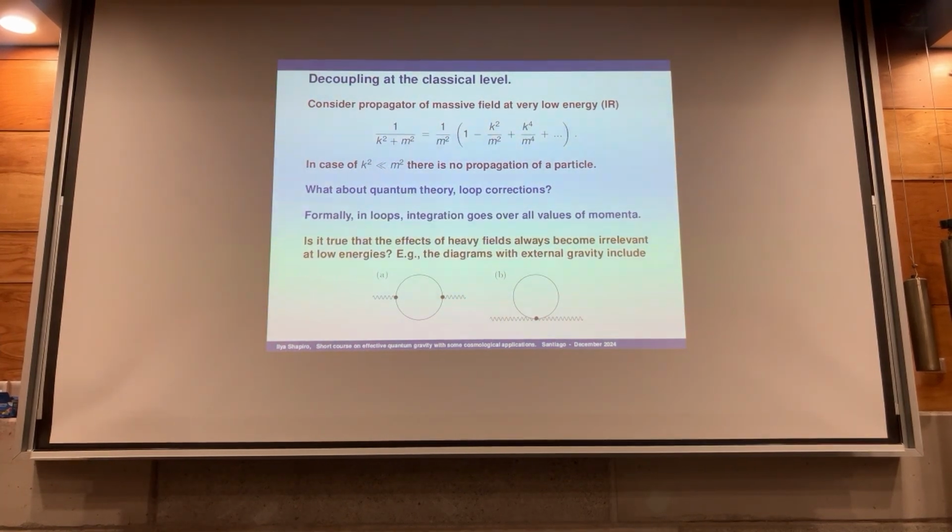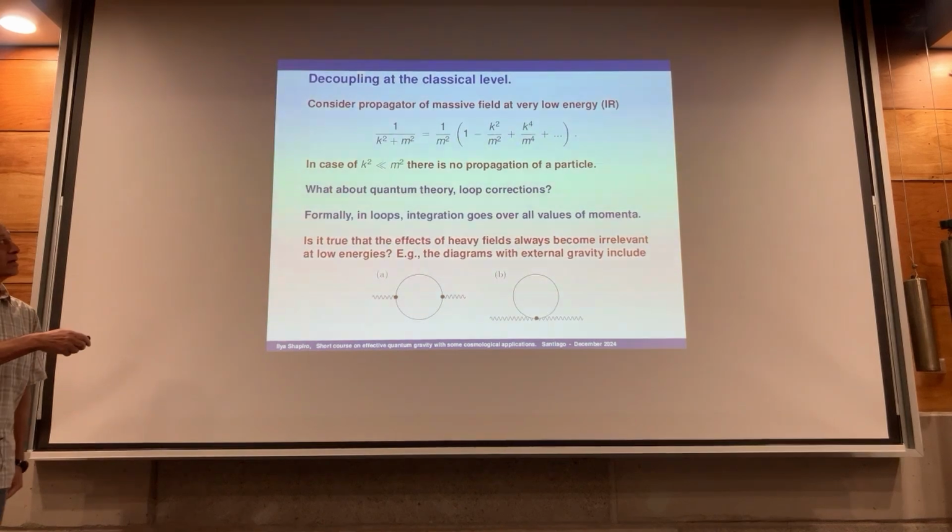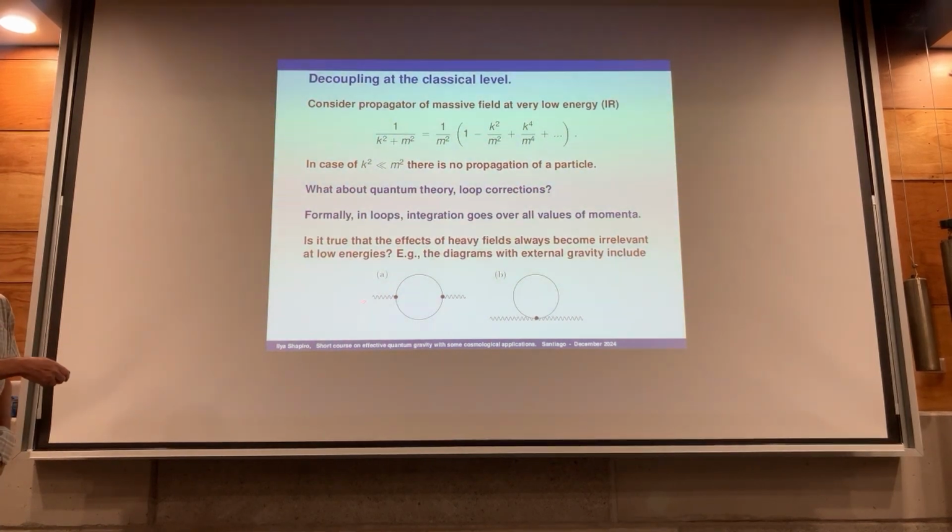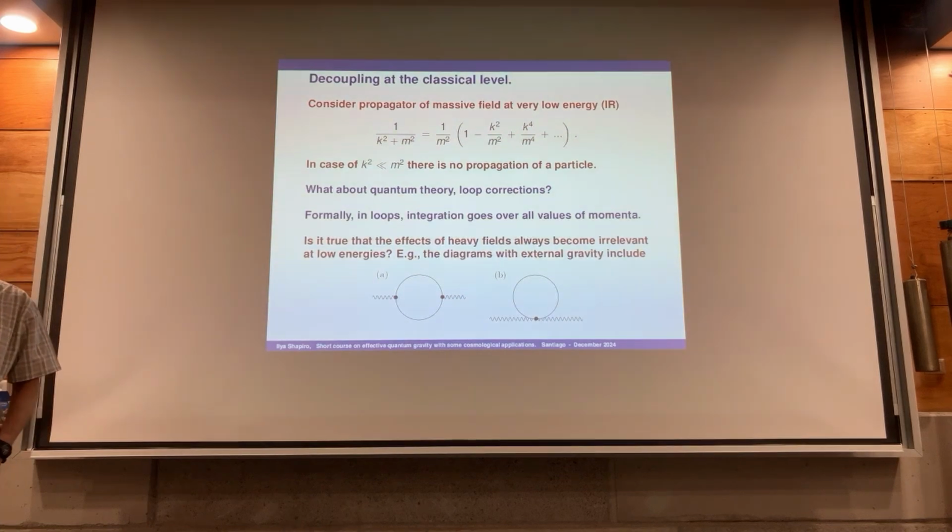The divergences are the same. The divergences are not affected by the relation between mass and the energy of the external particle. The divergences are not physical. You subtract them and you go out with your finite part of the diagram. So in the finite part, you can observe what I said, that the contribution of this diagram disappears when you have external momenta much smaller than the mass. This is called the decoupling theorem of Appelquist and Carazzone.